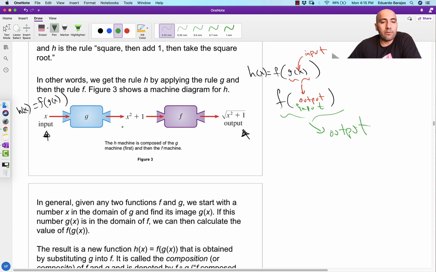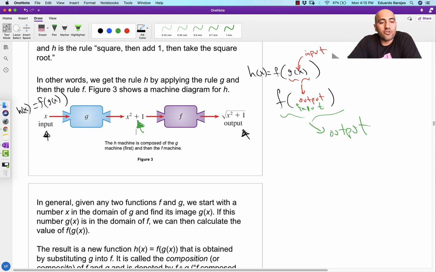So there's a couple of places where this whole thing could break down, right? At the very, very beginning, and then also in this middle step, where we need the output of the g function to be in the domain of the f function. So in general, given two functions, f and g, we start with the number x in the domain of g and find its image, right? The output is also known as the image, the image of g of x.